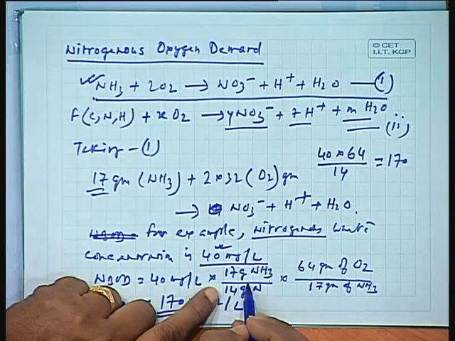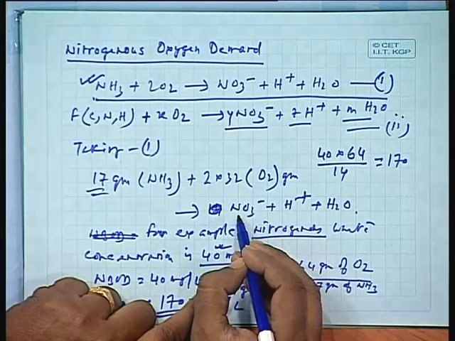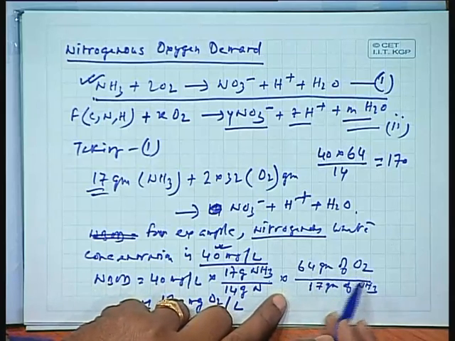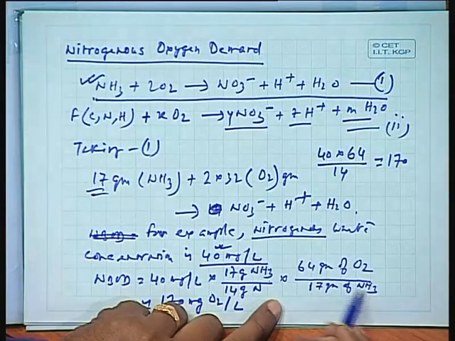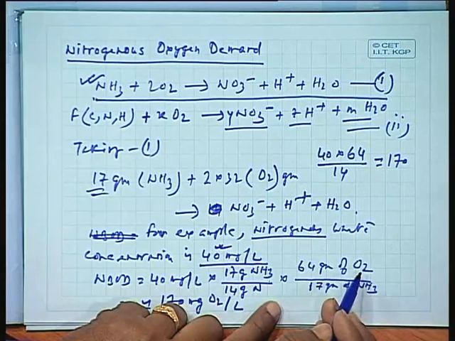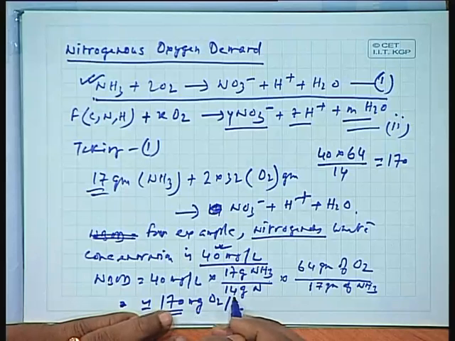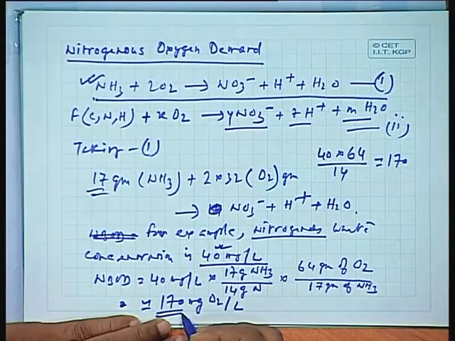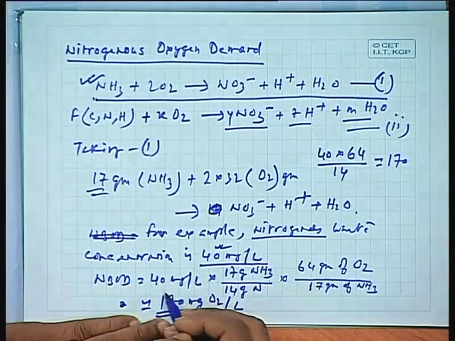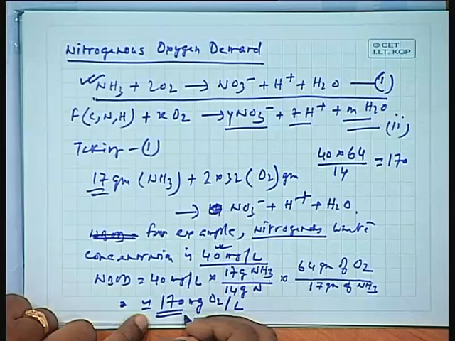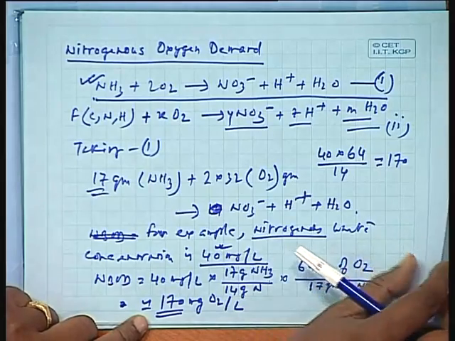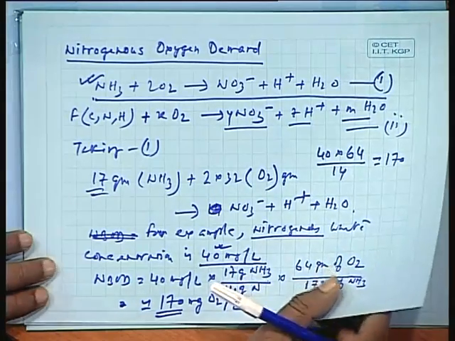That is clear, that is for 14 gram of nitrogen. If it is converted into free nitrogen, 14 gram of nitrogen is produced, and for every 17 gram of ammonia we use 64 gram of oxygen. That is how we find out, for every gram of nitrogen, the requirement is 170 milligram of oxygen per liter. This is how we generally find out this NBOD.